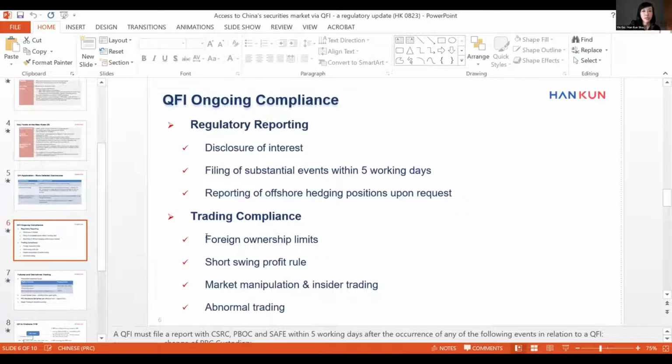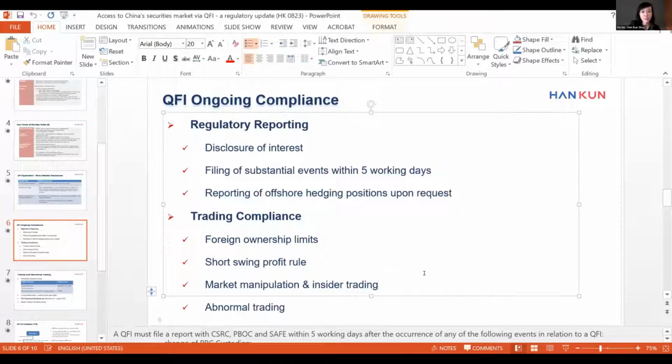This slide lists out the key ongoing compliance requirements. Some of them I have just covered. And on trading compliance, it also includes market manipulation and insider trading, which are prohibited under the PRC laws. And that applies to all the investors on the markets, whether foreign under a QFI license or domestic investors.